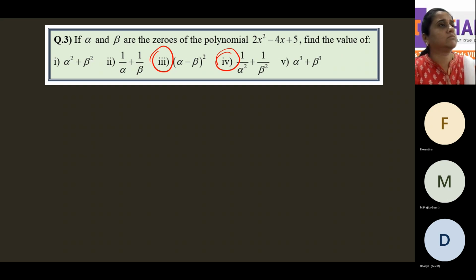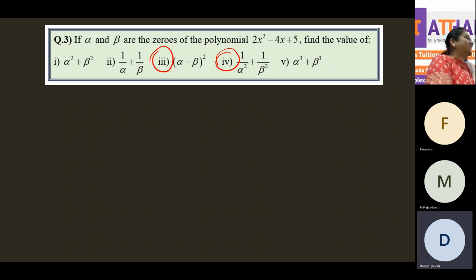And then alpha square plus beta square minus 2 alpha beta. So alpha plus beta the whole square minus 2 alpha beta, minus 2 alpha beta. You forgot that other time. There's already one minus 2 alpha beta, right? You forgot that. Yeah. Very good.